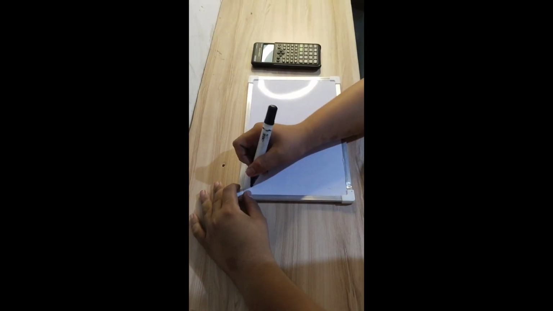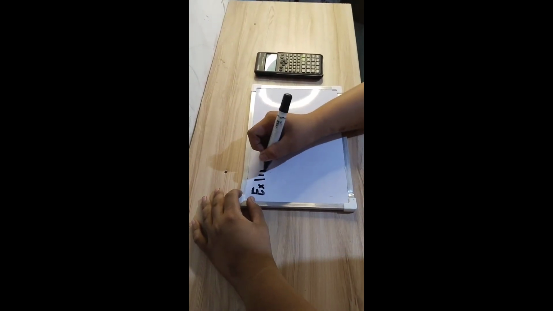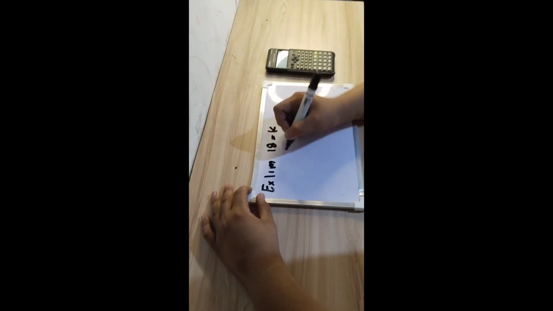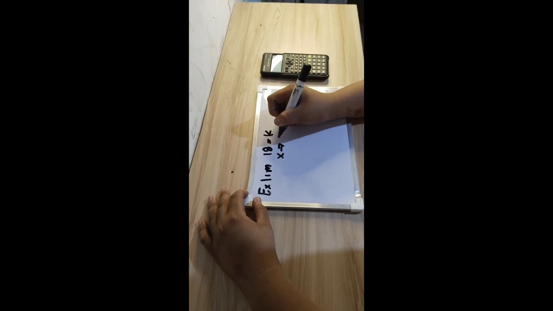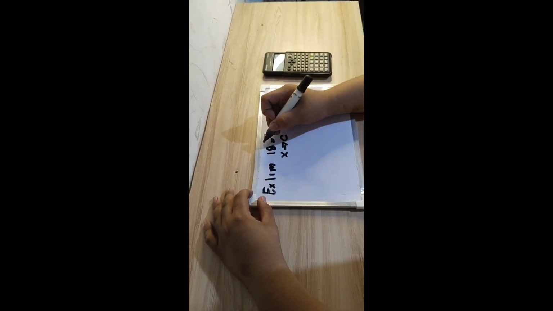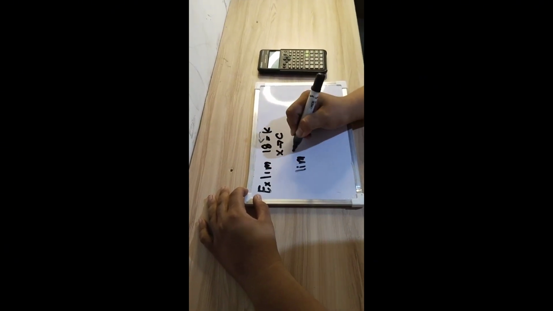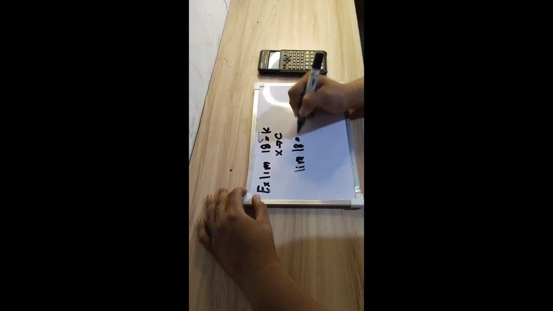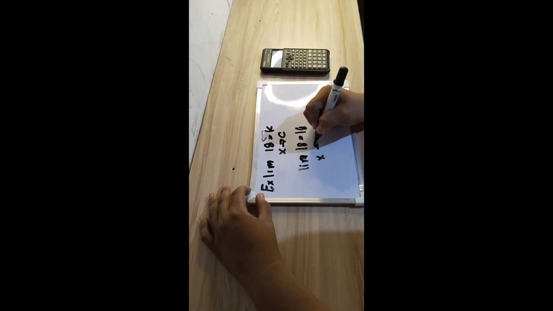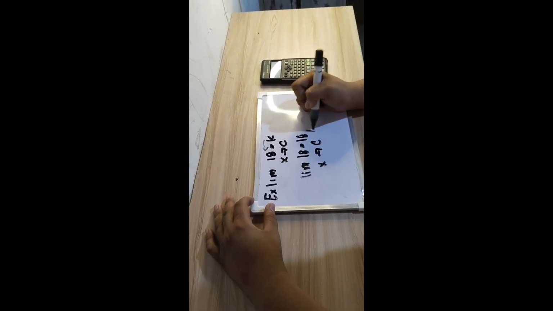I'll give you one more example. The limit of 18 is equal to k as x approaches c. Let's change the variable into a real number. The limit of 18 is equal to 18 as x approaches c. So here is the answer.